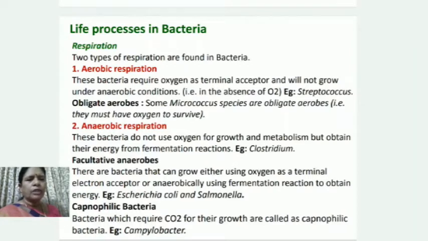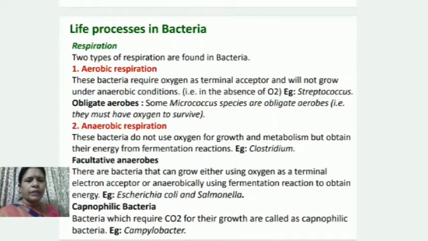Then what is obligate aerobe means? Some Micrococcus species are obligate aerobes, that is they must have oxygen to survive. Anaerobic respiration means these bacteria do not use oxygen for growth and metabolism but obtain their energy from fermentation reactions. For example, Clostridium.